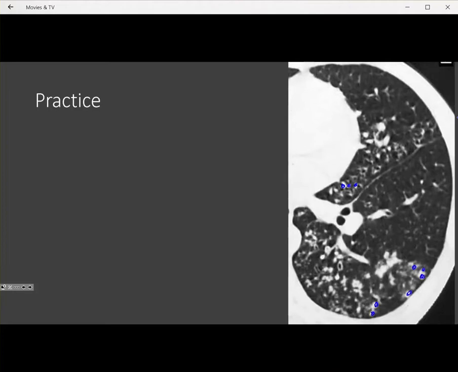So the first question we have to ask, is it involving the fissural and pleural surfaces? And so this is a little bit tricky, so let's take a look here. So one does closely approximate, but it's a pretty big nodule, right? So that doesn't really count.